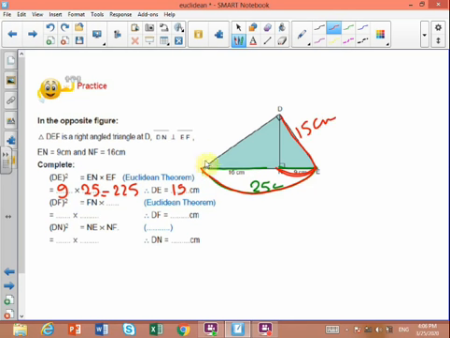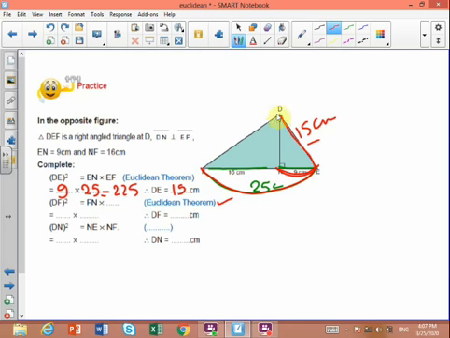I want DF. Miss, can I get DF by Pythagoras? Yes, you can. In this case, yes, you can. In the first one, DE, you couldn't get it by Pythagoras because you have only the length of EF. You don't have DF. But in this case, now you have two sides. You have DE 15 and EF 25. You can get it by subtracting 15 square from 25 square. But here he wants you to use Euclidean.